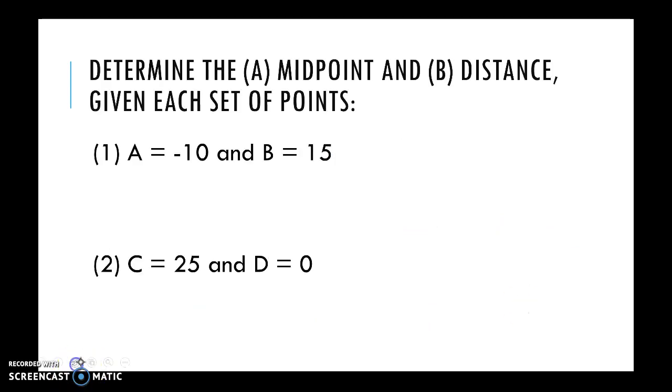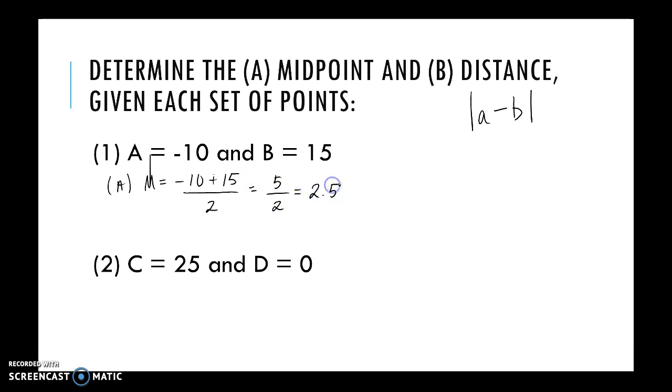So for each of these, determine the midpoint and the distance. Okay, so distance. Recall distance is the absolute value of the difference between the coordinates. Okay, so for the first one, midpoint, sum of the coordinates divided by 2: negative 10 plus 15 gives me 5 divided by 2. So the midpoint would occur at 2.5 on the number line.